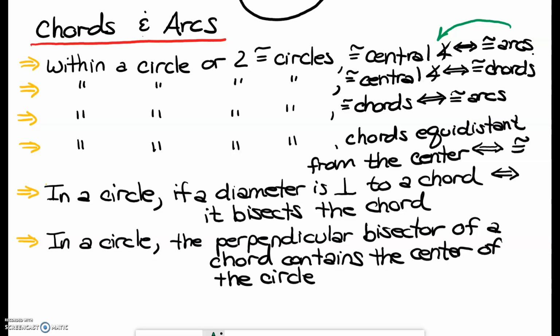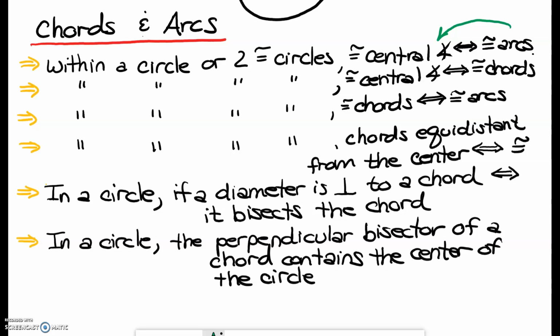And within a circle or two congruent circles, chords equidistant from the center are congruent. Congruent chords are equidistant from the center. So all four of these go both forwards and backwards. The next two say that in a circle, if a diameter is perpendicular to a chord, then it bisects the chord. Also, if a chord is bisected, then what's bisecting it is the diameter of the circle.